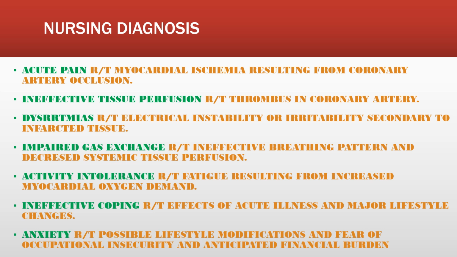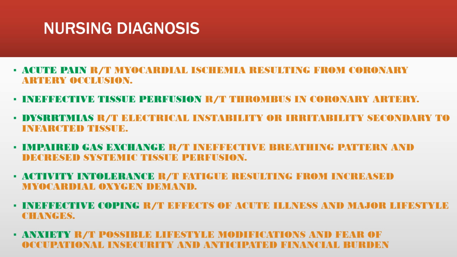Now we come to the most favorite part, that is the nursing diagnosis. What will you put as one, two, three? This nursing diagnosis is very important for your marks. Why? Because how you prioritize the nursing diagnosis, which comes first and which comes last, decides how well you do. So the first obvious diagnosis is acute pain, related to, you can write acute chest pain, whichever, related to myocardial ischemia resulting from coronary artery occlusion.